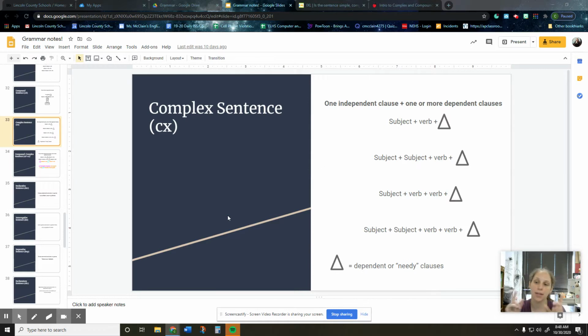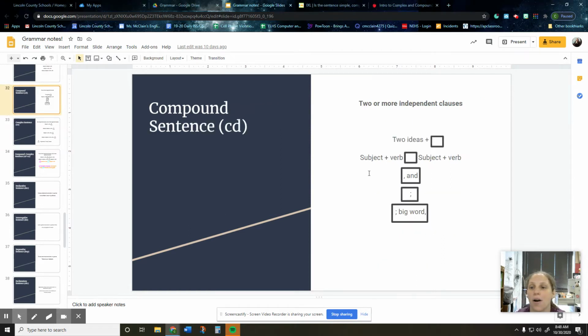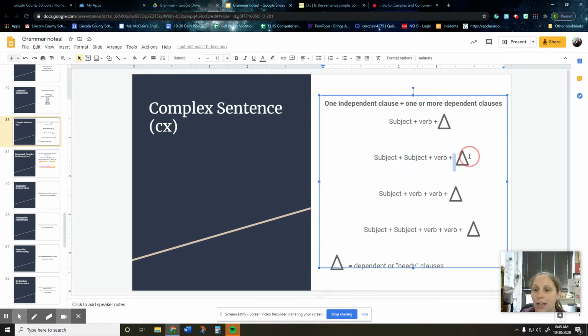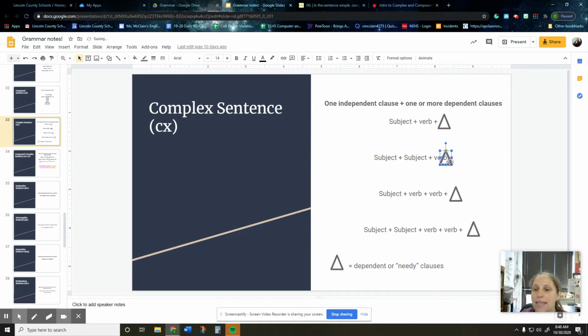All right. So remember, simple sentences consist of just one independent clause. Compound sentences are comprised of two independent clauses that are linked with either a coordinating conjunction or with a semicolon. Complex sentences have an independent clause and one or more dependent clauses, right? So we'll have a complete sentence and then we'll have it added on. And this triangle is a dependent or a needy clause, okay?